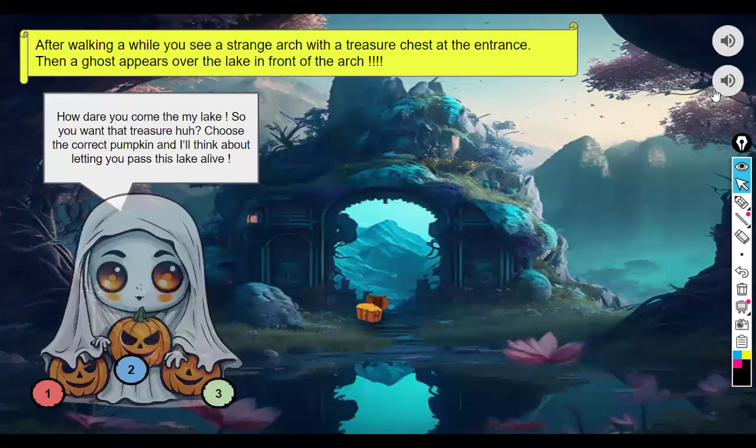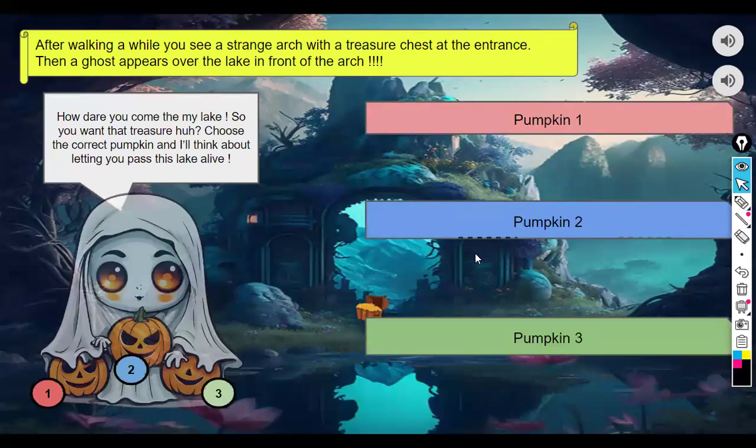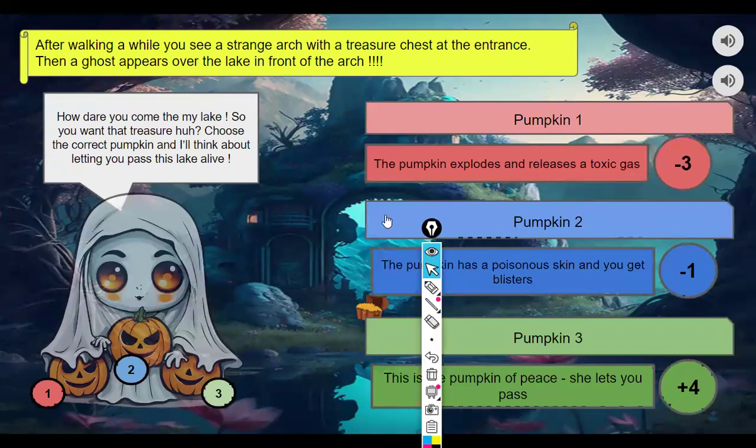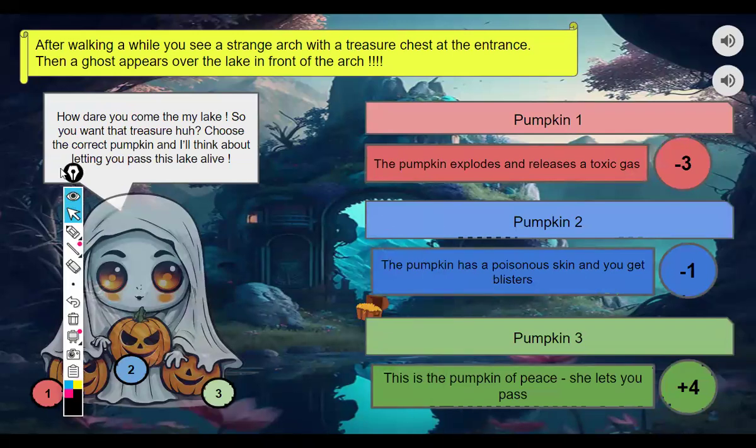All right, let's see which one is the correct one. If you chose pumpkin 1, the pumpkin explodes and releases a toxic gas. So the red choice, the first pumpkin, is the bad choice. The good one was the green one, right? The third one was the pumpkin of peace, whatever that is, and she lets you pass to collect the treasure chest.